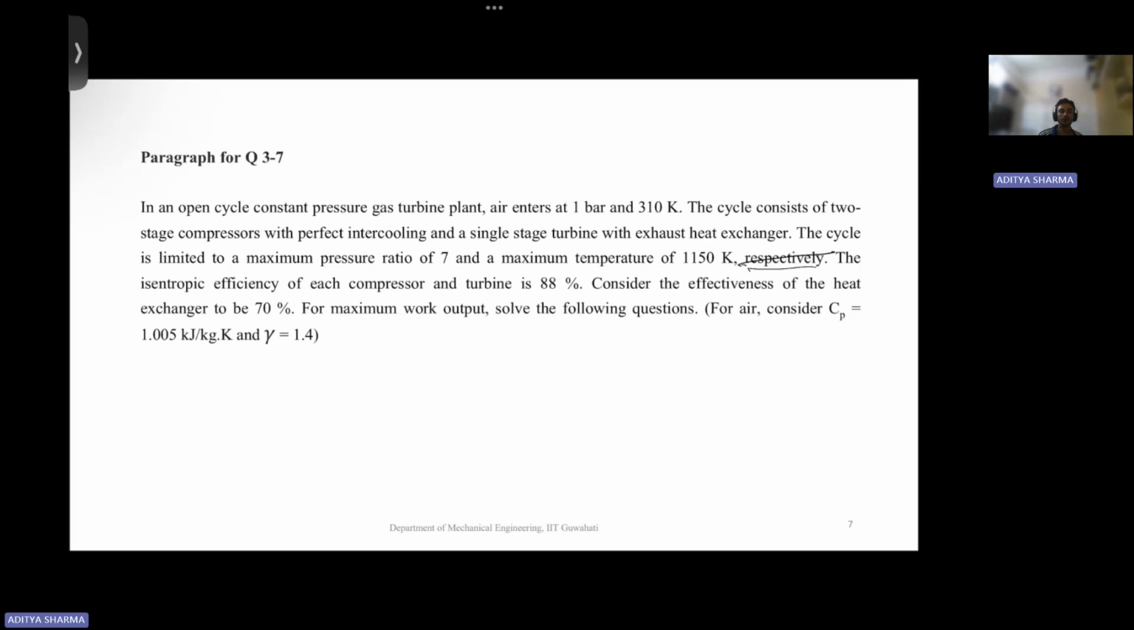The isentropic efficiency of each compressor and turbine is 88%. And then effectiveness of heat exchanger is 70%. For maximum work output, so if the work output is maximum, we need to solve the following questions. And for air, we have to take the specific heat at constant pressure as 1.005 kilojoule per kg Kelvin, and gamma we have to take as 1.4.